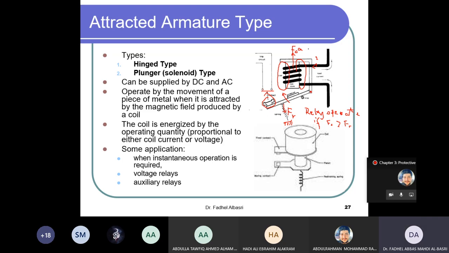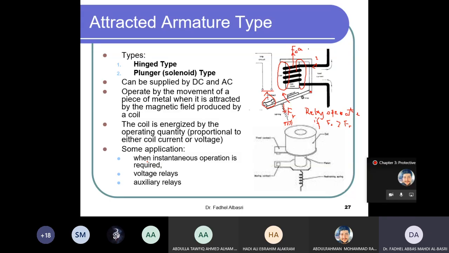Now we'll choose the number of turns. This force depends on the number of turns and the current that will pass. That will generate a magnetic field strength strong enough to pull this arm towards closing these contacts. This normally is a DC supply, but we can also use an AC supply. So we can use these for different applications.